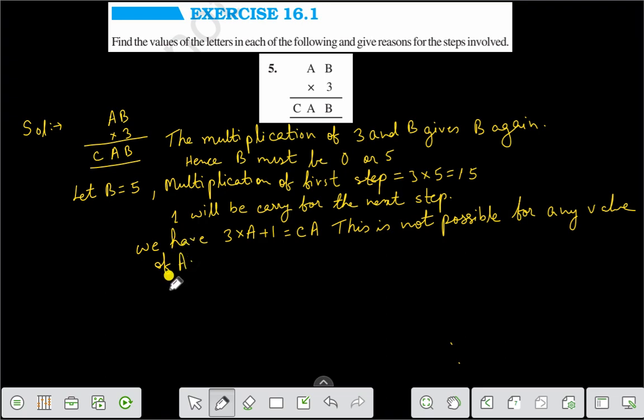Now B equal to 5 we have taken. Let us take B is equal to 0.